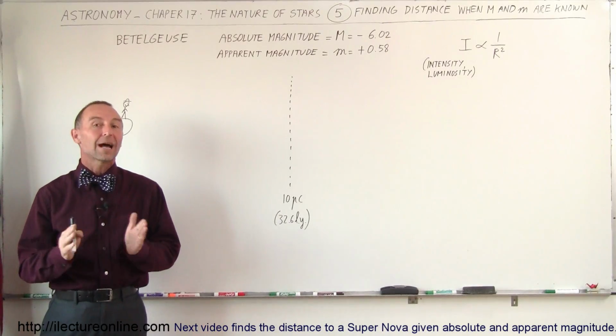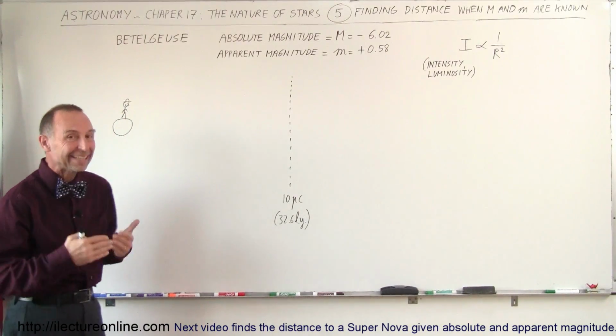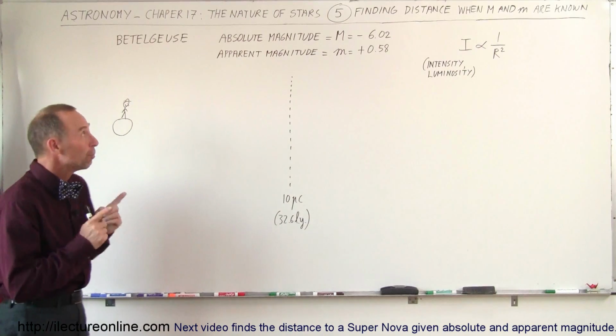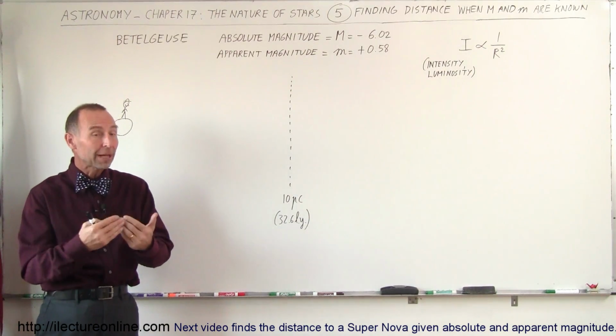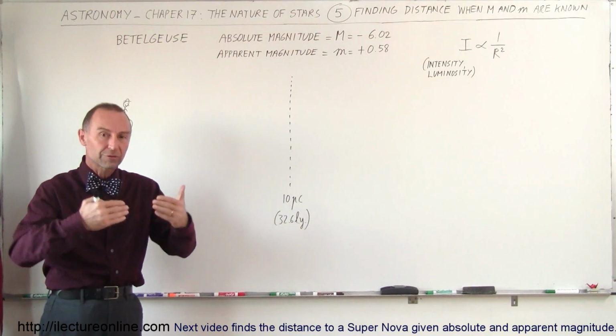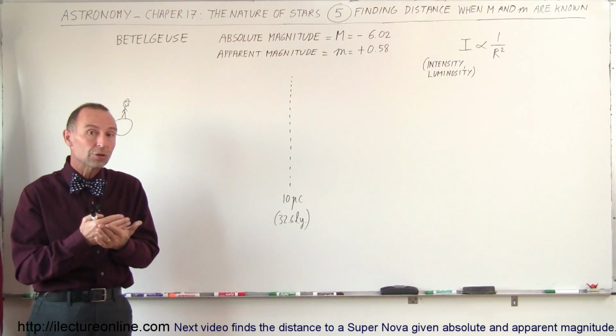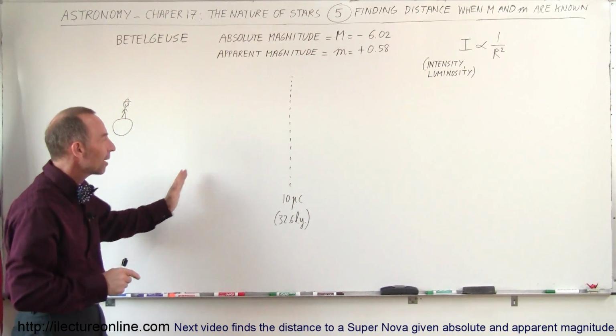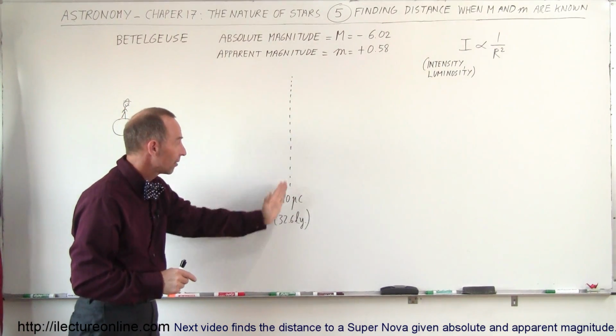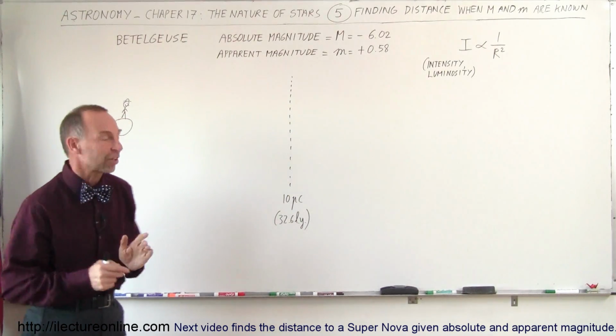Welcome to our lecture online, and now we're going to talk about how we can find the distance to stars if we know both the absolute magnitude and the apparent magnitude. Remember, the apparent magnitude is how bright the star appears to us from the Earth. The absolute magnitude is equal to what the apparent magnitude would be if we place the object, in this case the star, at the standard distance of 10 parsecs away from the Earth.